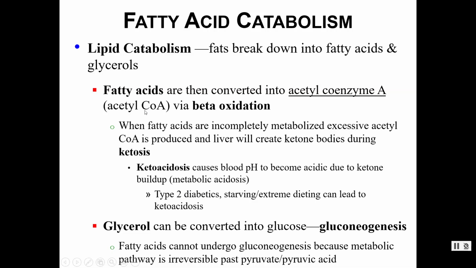We can take that acetyl-CoA and do a little bit of cellular respiration, no big deal. If we have too much of it, we end up doing ketosis. That can mess with our blood pH, so hopefully we don't do that a whole lot. But the glycerol part, we can turn that into glucose. Glycerol almost kind of looks like glucose already. This occurs during gluconeogenesis, so remember we're making new glucose. Unfortunately, the fatty acids themselves cannot do gluconeogenesis just because of the pathway.